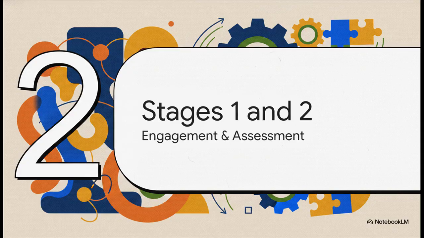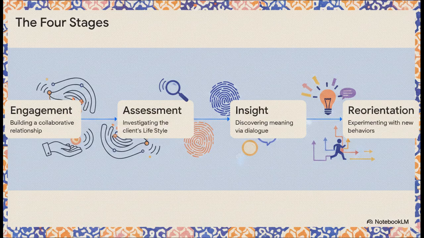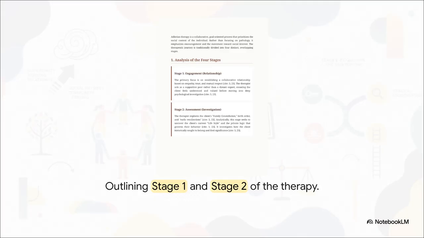Moving right along to part 2, stages 1 and 2, which cover engagement and assessment. Let's see how this builds across 4 distinct yet overlapping stages. We start at engagement, we move right into assessment, discover insight, and then finally reach reorientation. It's a very logical progression, taking us all the way from building a solid relationship straight through to taking concrete action.